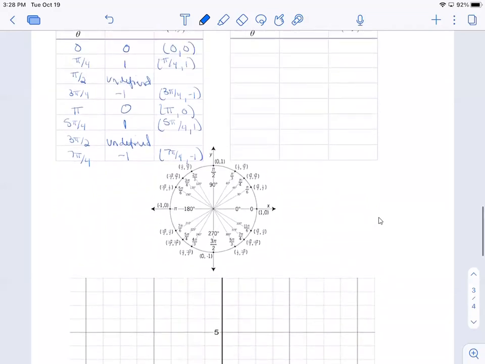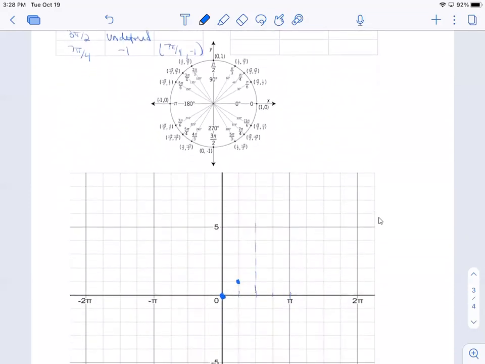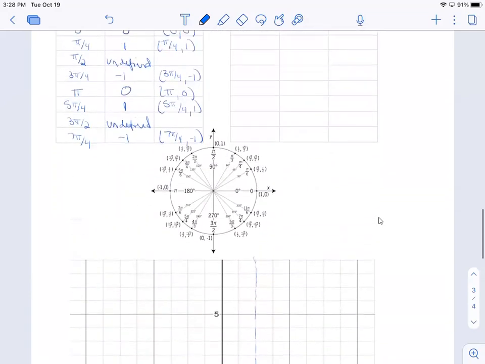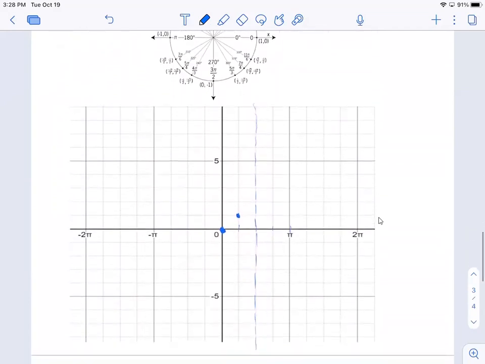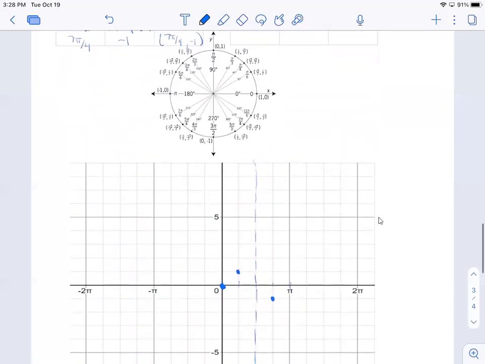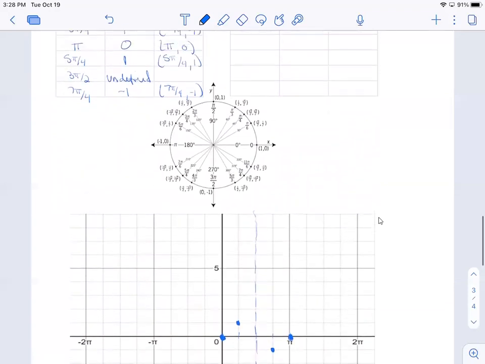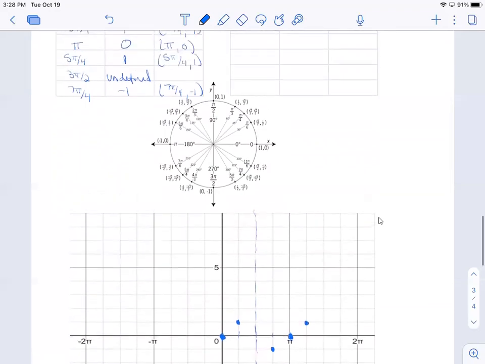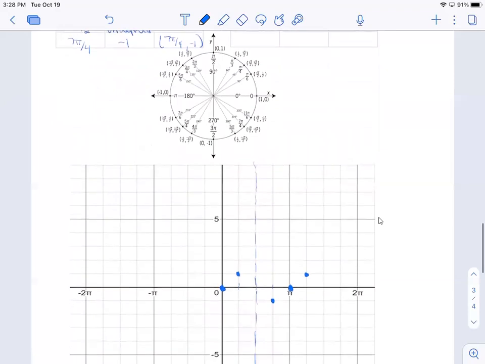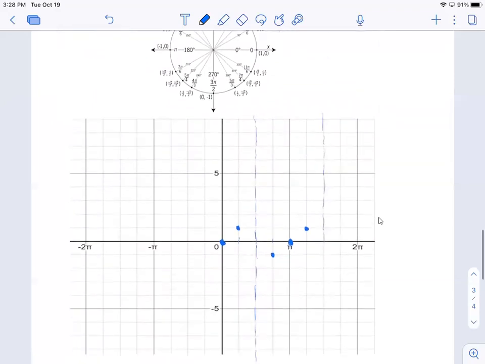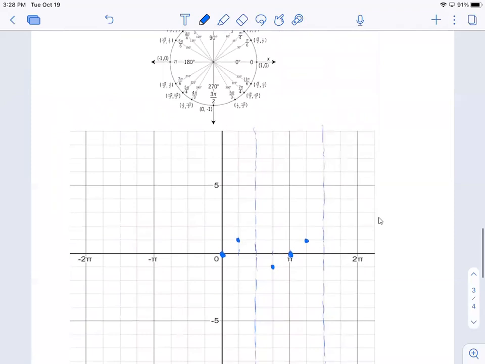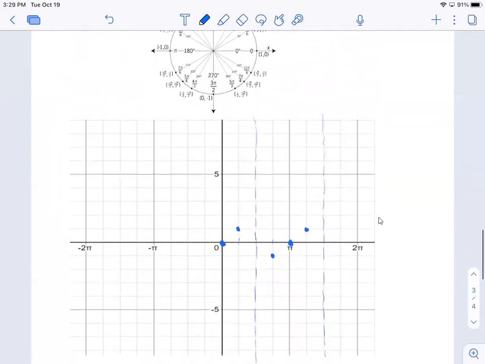My next coordinate is pi over 2, undefined. So here we are. Undefined, give myself an asymptote. Okay, then my next one is 3 pi over 4, negative 1. So I'm here. Then I get pi, 0. Good. Then I get 5 pi over 4, 1. And then I hit that thing again. 3 pi over 2 is undefined. And then 7 pi over 4 is negative 1.